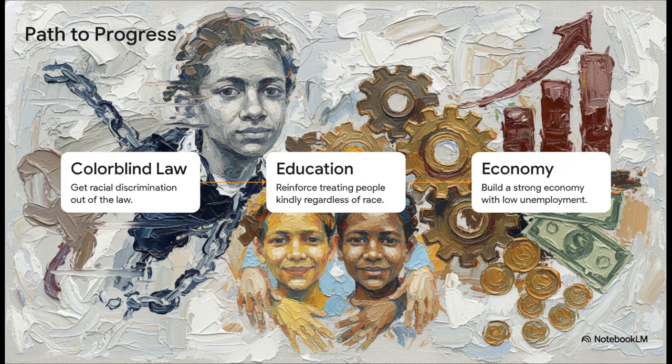Step 1, the source argues we need to implement strictly colorblind laws to stop this endless cyclical wheel of group grievances. Step 2, we have to foster colorblind education, leaning heavily into that natural innocence of kids and reinforcing a culture of judging people by their character rather than hyperfixating on racial differences. And step 3, we need to build a strong, growth-focused economy with low unemployment. Why? Because a booming economy naturally acts like a massive pressure release valve, inherently lowering societal tensions across the board.